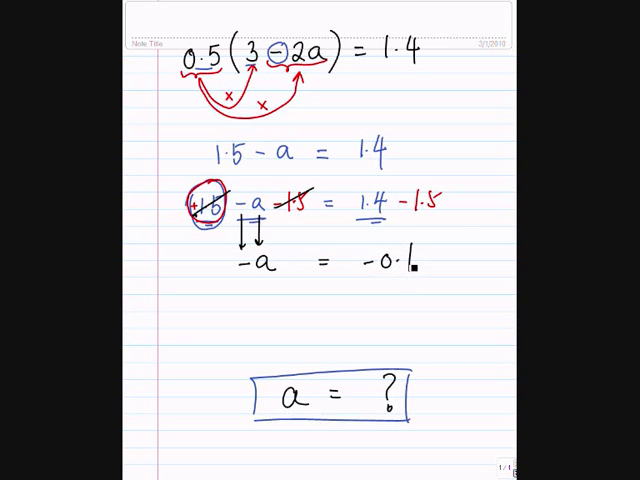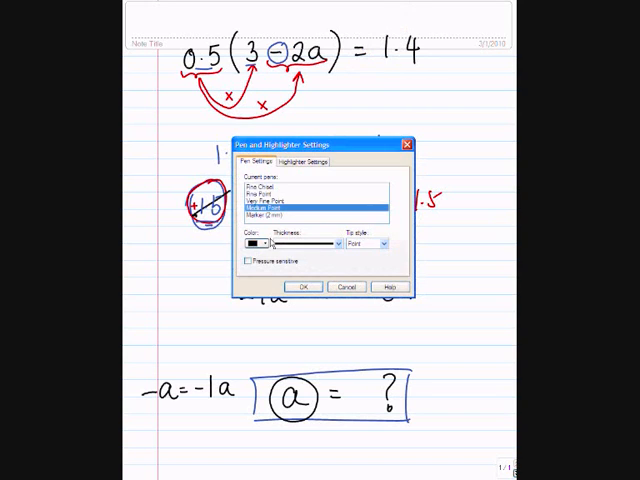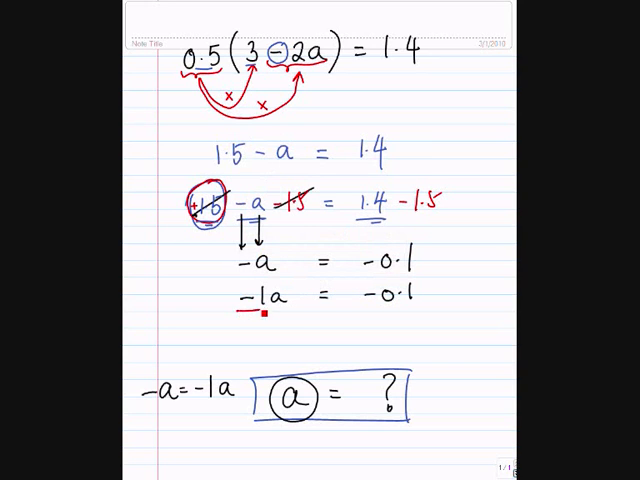Alright, so are we done? No, because our main objective is to find what a is. Minus a is the same as minus 1a. We are interested in knowing what a is, not minus 1a. So in order to get rid of the minus 1, I would have to divide the left hand side of the equation by minus 1. To make the equation balance, I need to divide by minus 1 on the right hand side.